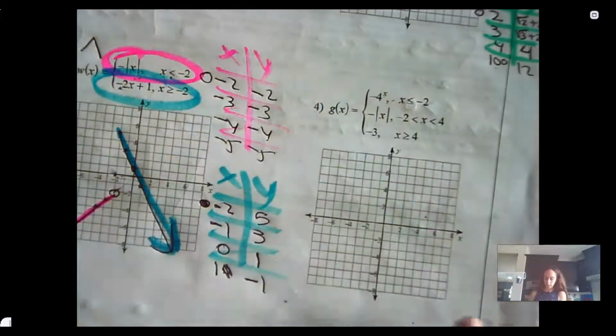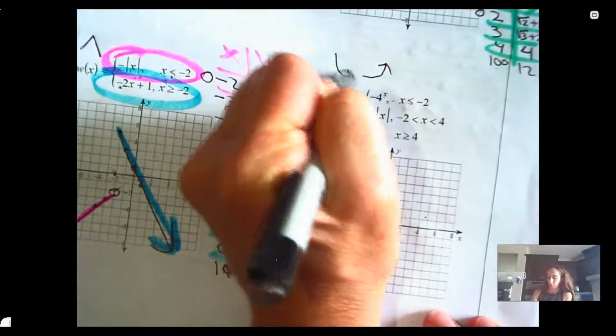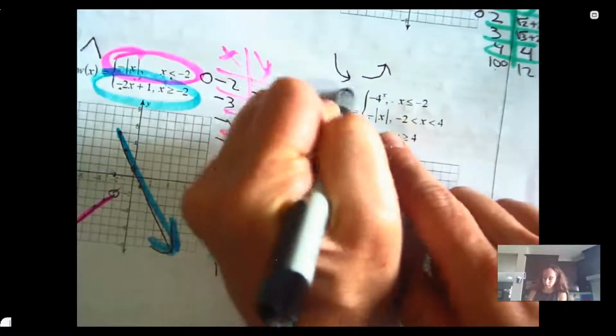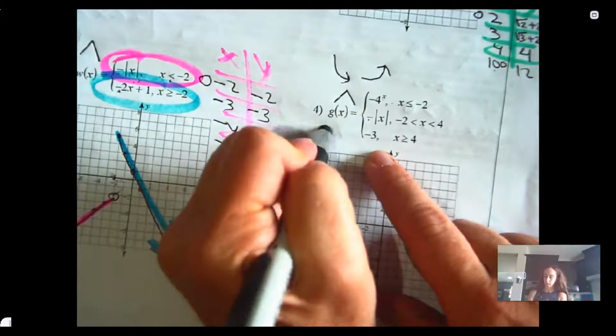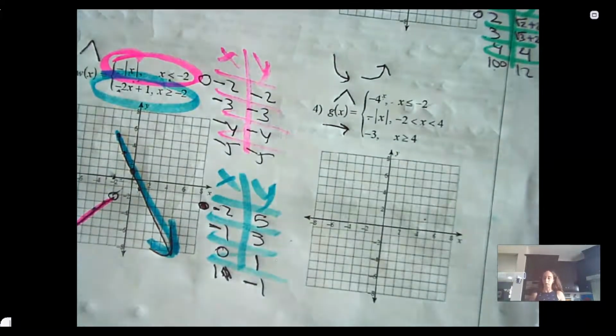So I know that this is exponential, but it's down. I know this is absolute value, but it's down. I know this is a line. Knowing those shapes helps you kind of know if you're on the right track. All right, pink.